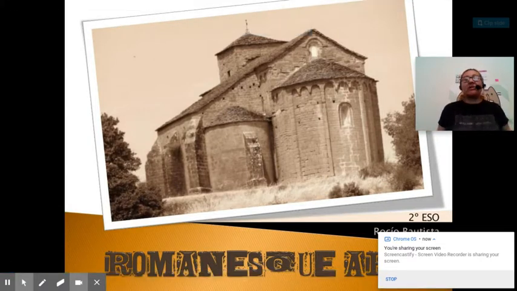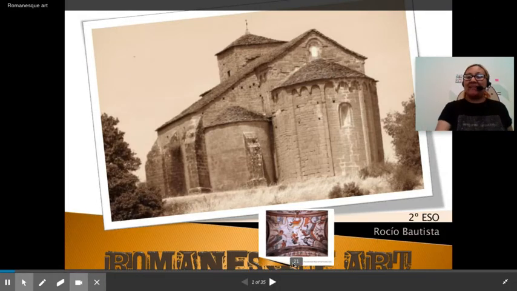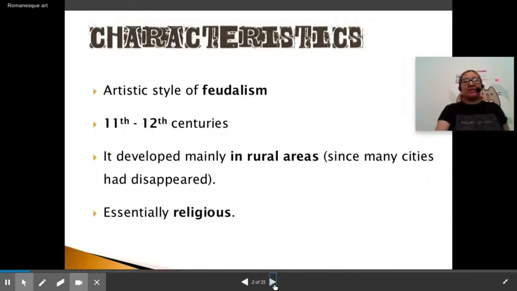Last week we talked about the early Christian period within the medieval period of art history. And this week we are going to be talking about Romanesque art. Okay, so let's see what Romanesque art is.